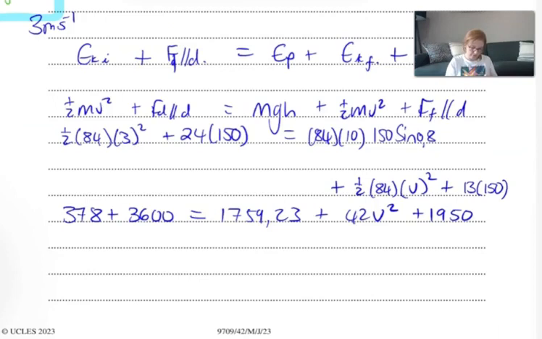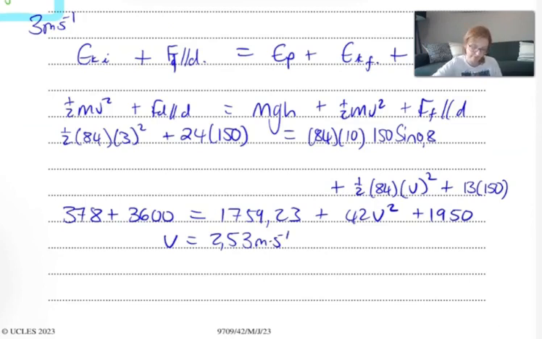1950, and then subtract 1723, and then I'm dividing everything by 42, and then I need to make sure that I square root my answer to get my actual V. And I'm getting a V of 2.53 meters per second.